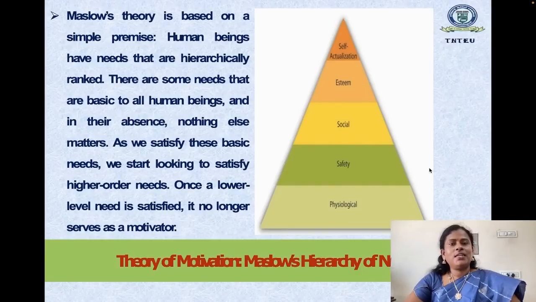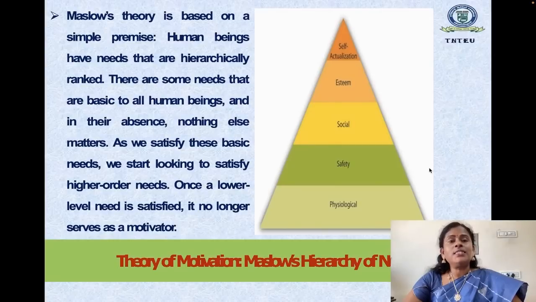Theory of motivation. Maslow hierarchy of needs. Abraham Maslow is among the most prominent psychologists of the 20th century, and the hierarchy of needs is accompanied by the pyramid representing how human needs are ranked. Maslow's theory is based on a simple premise: human beings have needs that are hierarchically ranked. Maslow 1943 and Maslow 1954.